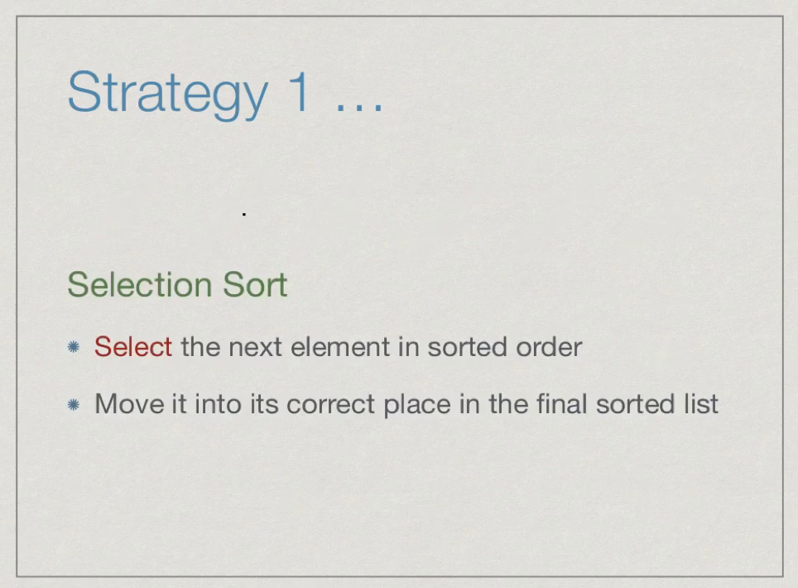So this particular strategy, which is very natural and intuitive, has a name. It's called selection sort, because at each point we select the next element in sorted order and move it to the final sorted list, which is in correct order.